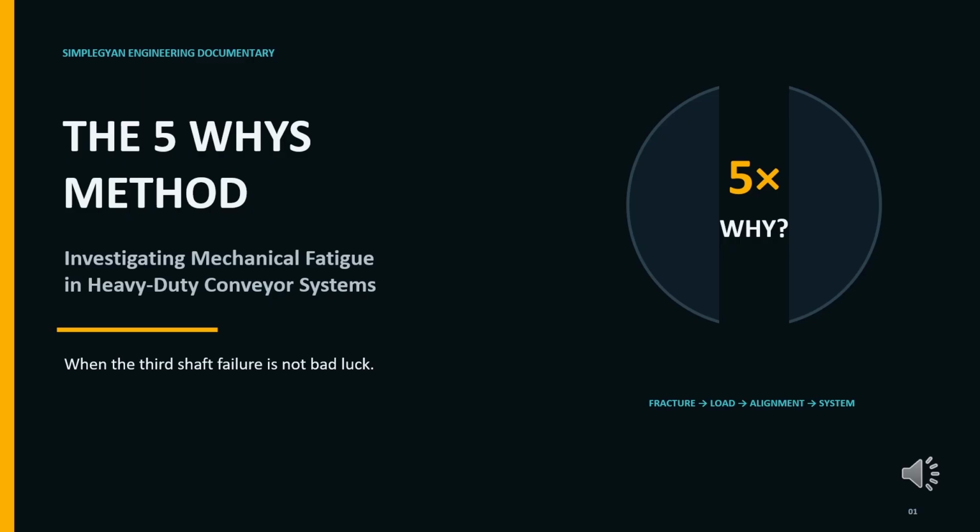Your heavy-duty conveyor has snapped a drive shaft for the third time this quarter. The repair crew can replace it again, but what if the shaft is only the final victim? Today we will use the 5 whys to follow microscopic fatigue marks backward, from the fracture, to cyclic bending, to hidden misalignment, and finally to the maintenance control that allowed it to return. The surprise is simple: a stronger replacement shaft can still fail if the load path remains wrong.